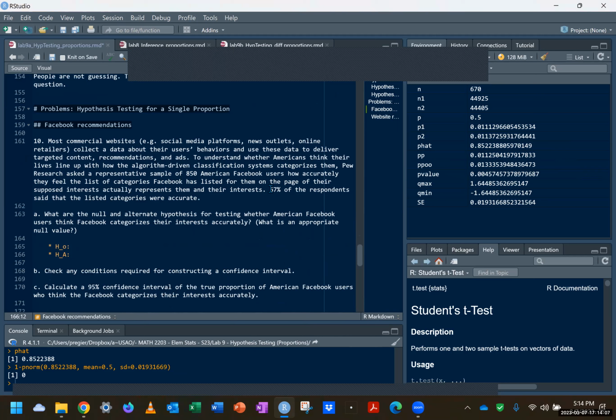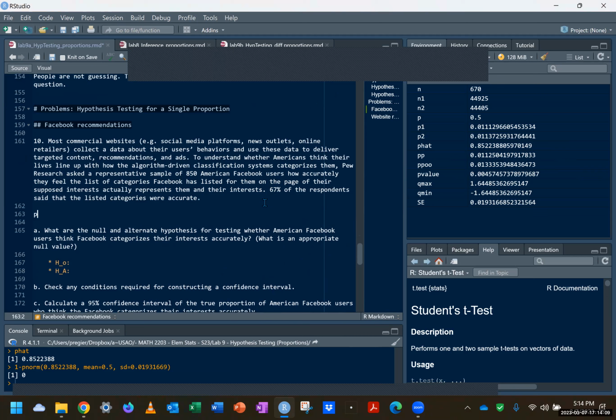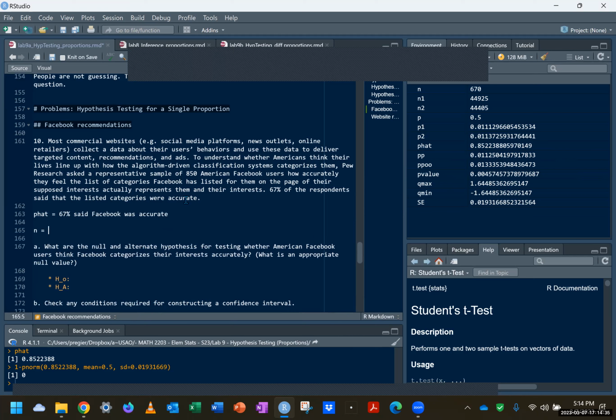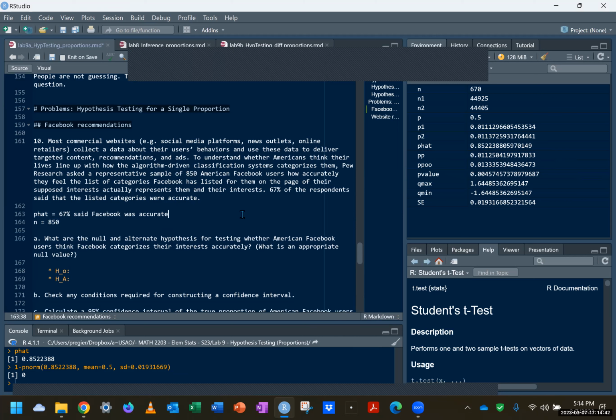So here we said 60% of respondents said Facebook was accurate. If you read this question, it's looking at how Facebook categorizes interests. 60% said Facebook was accurate. That's our sample. How many people were in this sample? Always want to know that. It says 850 people. You have to kind of hunt for it, but you see 850 respondents. Okay, so that's some more information I want to get from the problem.